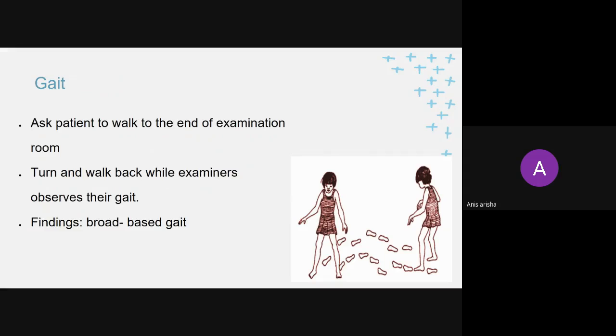For the gait, we ask the patient to walk to the end of the examination room, and then turn and walk back. The examiner observes their gait. In cerebellar dysfunction, the patient has a broad-based or wide-based gait because the patient is unsteady during walking.